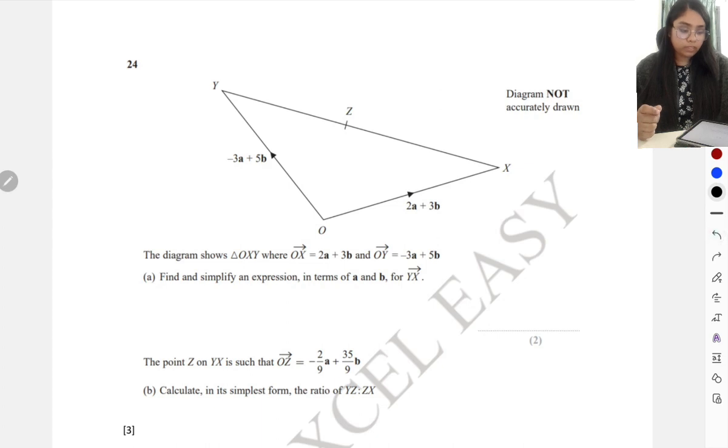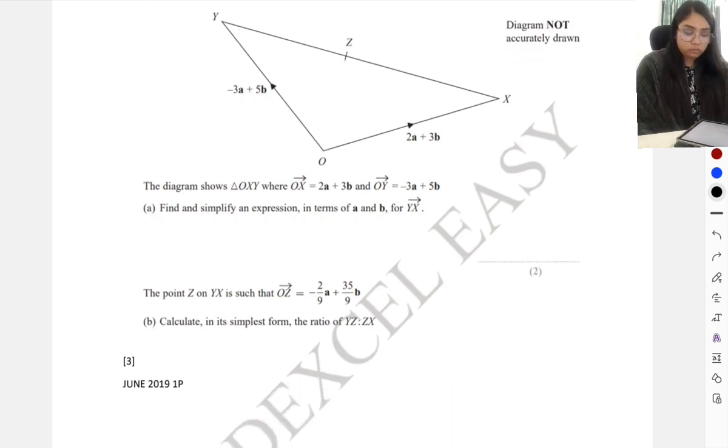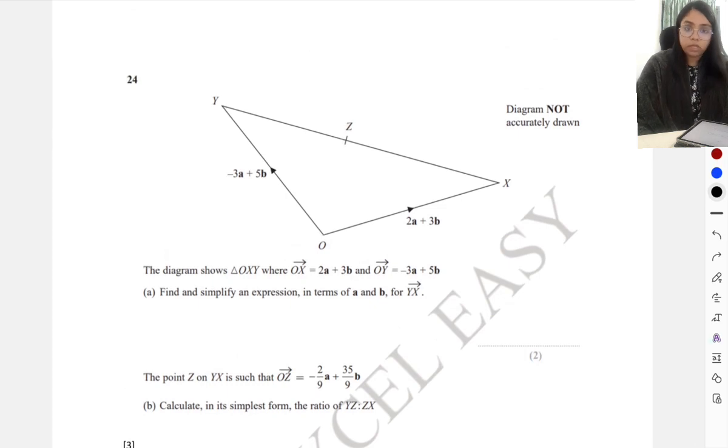So we'll start with the first one. I think we have over here 5 to 6 questions for vector geometry. This is the first one, which is quite easy, taken from June 2019 paper 1. So we have a triangle over here, that is obviously our regular geometrical shape, and it says the diagram shows triangle OXY where OX is 2a plus 3b and OY is minus 3a plus 5b.